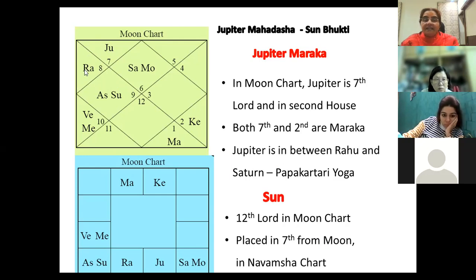Kartri means scissor. Rahu is moving backward, it is going to gulp it, and Saturn is moving forward. One is coming from this side, one is coming from this side. It is going to cut. So this is a very important aspect. Whenever we are analyzing a chart, we should check this.